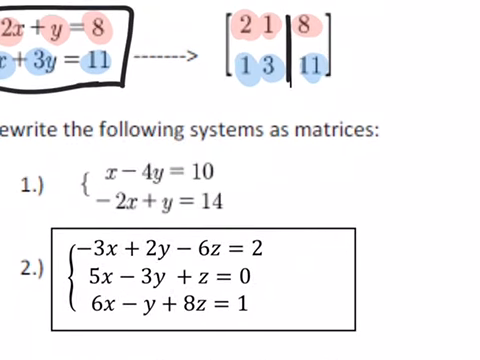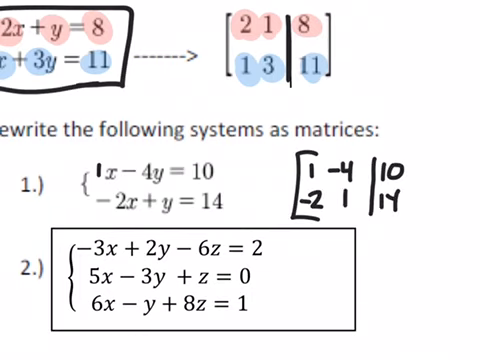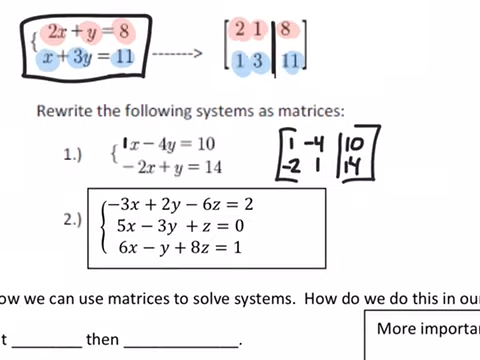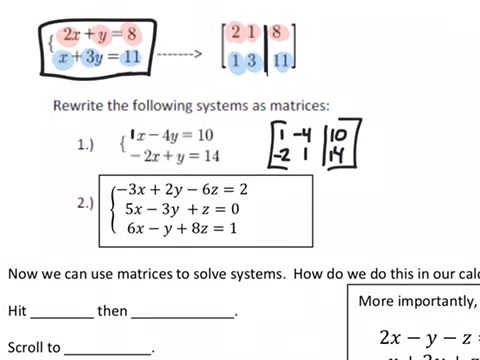Here's what this one would look like. We're going to write out the coefficients. That's a 1x there. Here's going to be my augment line representing the equal sign. So it's 1x, negative 4y, 10. Negative 2x, 1y, 14. Close off the matrix. That's the system of equations in matrix form.